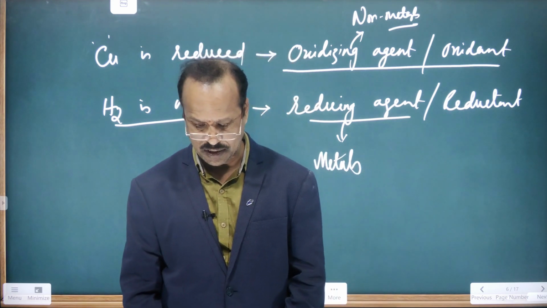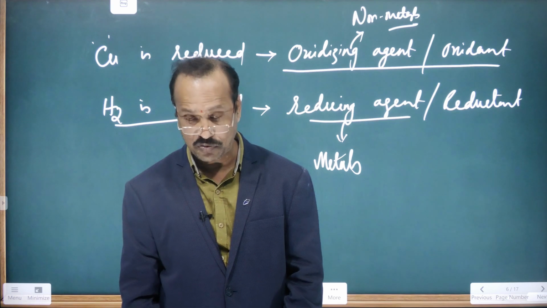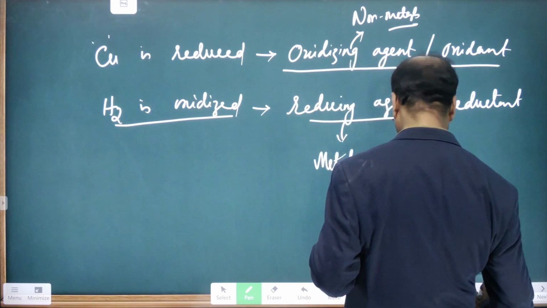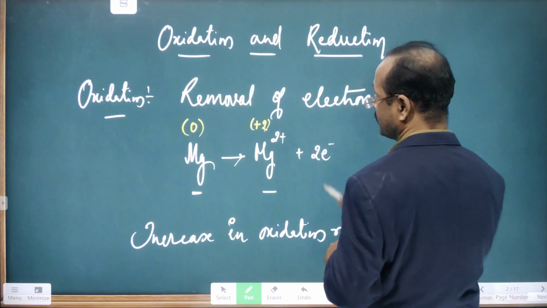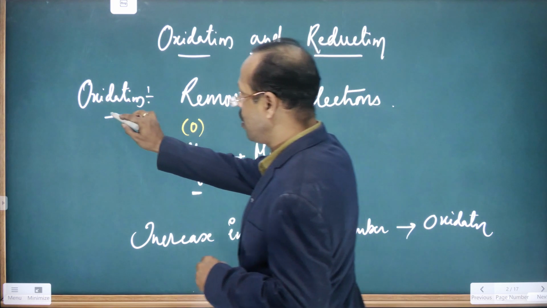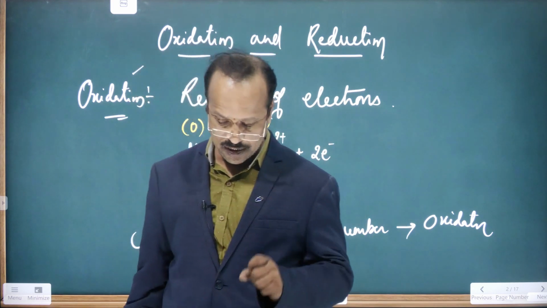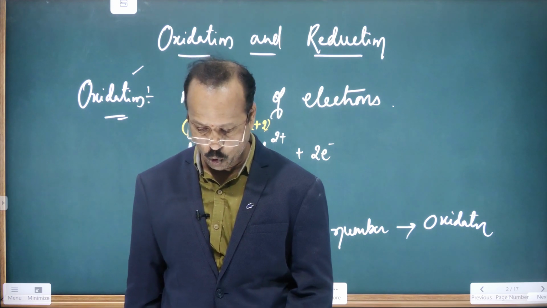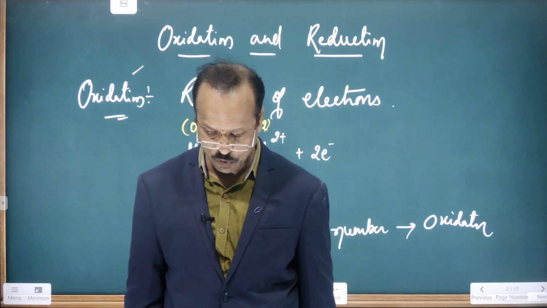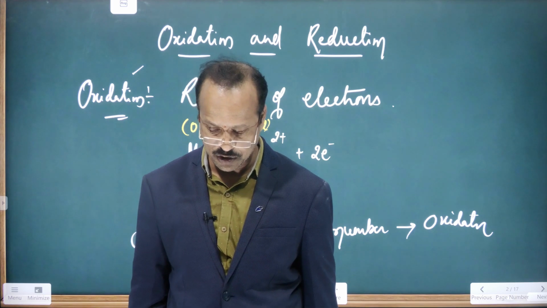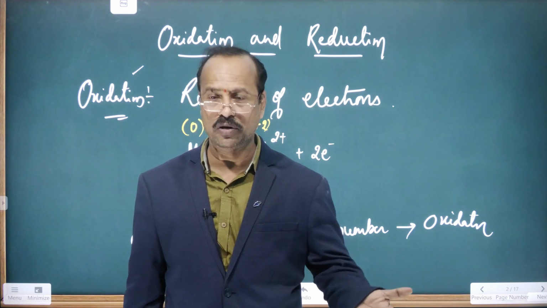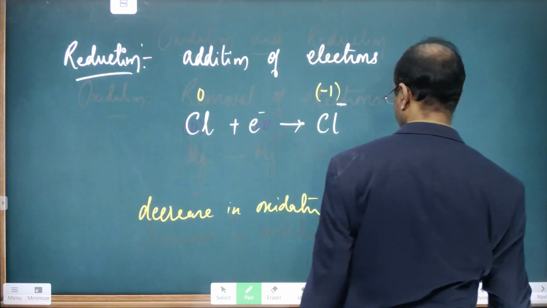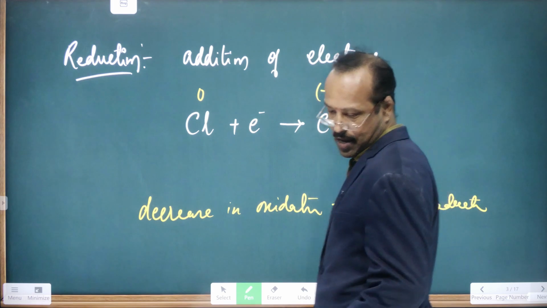Now let us see some questions here. Removal of electrons from an atom. What is the removal of electrons from an atom? Oxidation, right? So the option is 2. Page number 77, let's explore practice sheet 4. The second question: addition of electrons is the opposite, so that is called reduction.